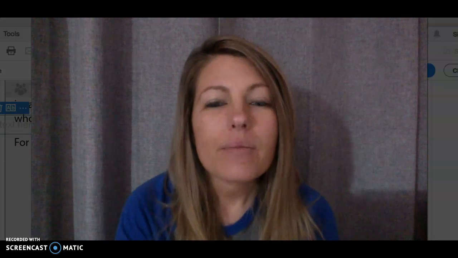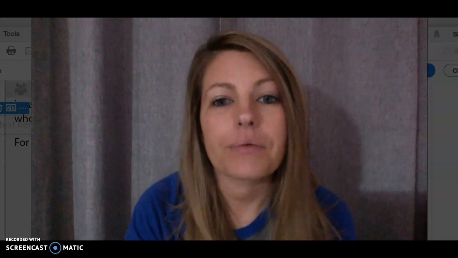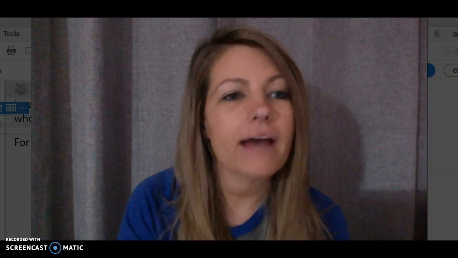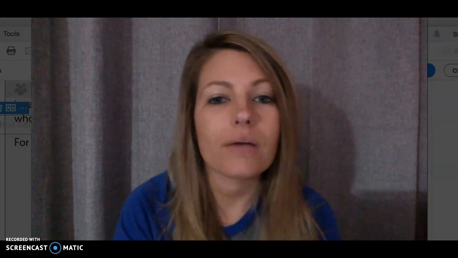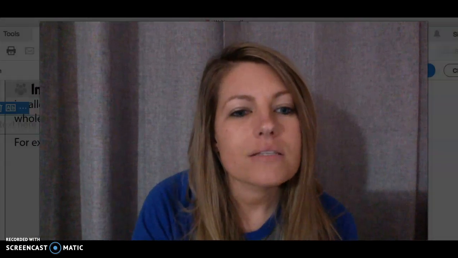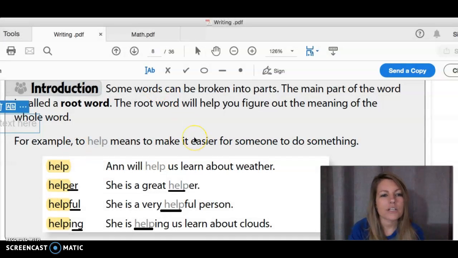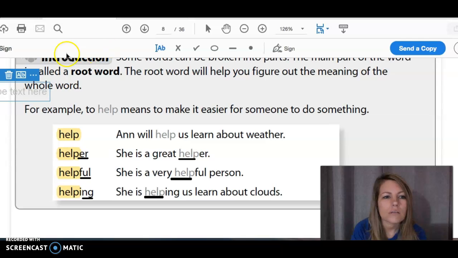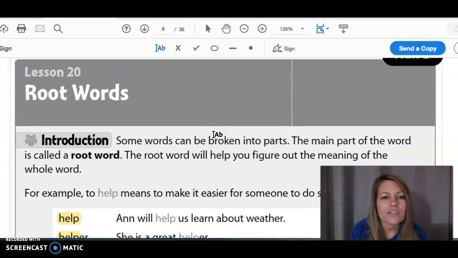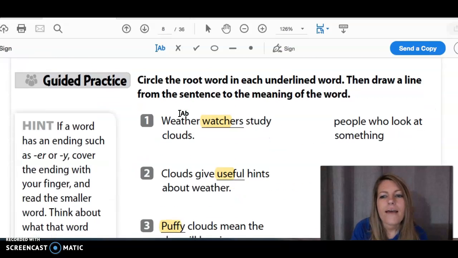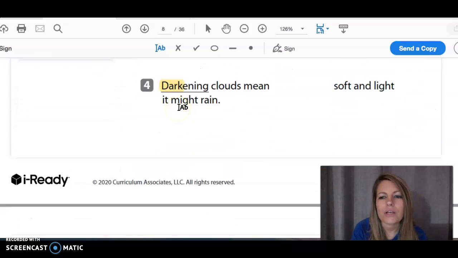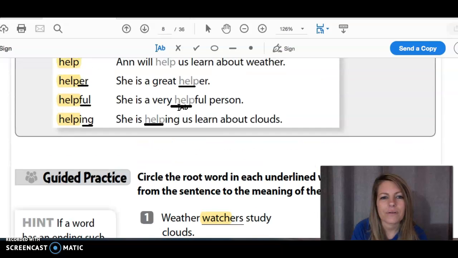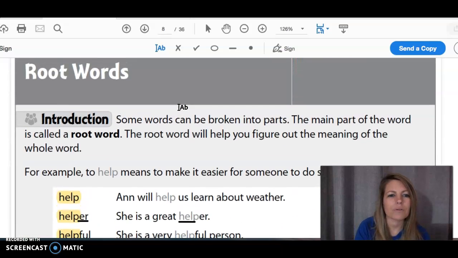Boys and girls, we are going to get started with our writing and language section of the packet. So look for your writing and language section. Inside of it, I need you to find Lesson 20, root words. This is on page number 8. Page number 8 is what we're looking for.